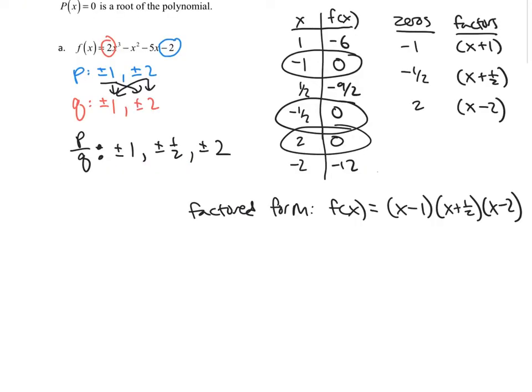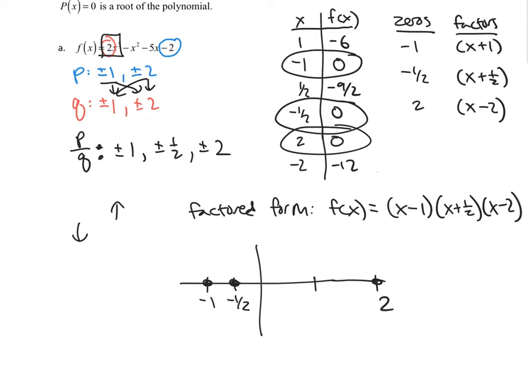I know the end behavior of this polynomial. Since my leading term is 2x to the third, I have a positive leading coefficient and an odd degree, so my end behavior is down then up. My zeros, which I just found, are at negative 1, negative 1/2, and positive 2.